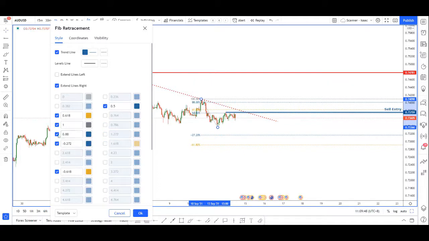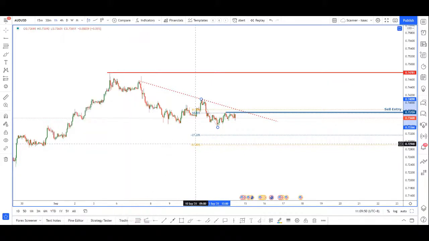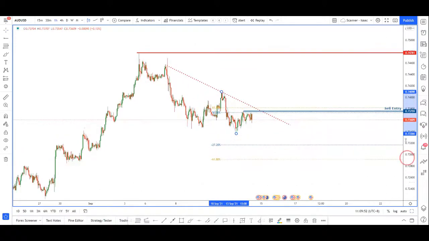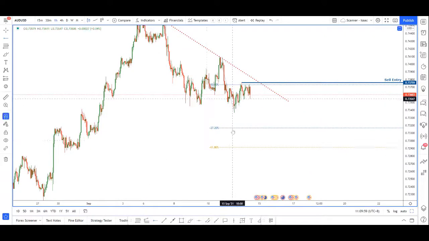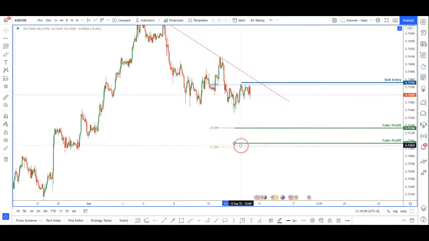And what I want to show you guys also is the negative 27.20 and negative 61.8. So there are two possible levels for take profit, for intraday take profit. One at the negative 27.20 and another one at the negative 61.8.